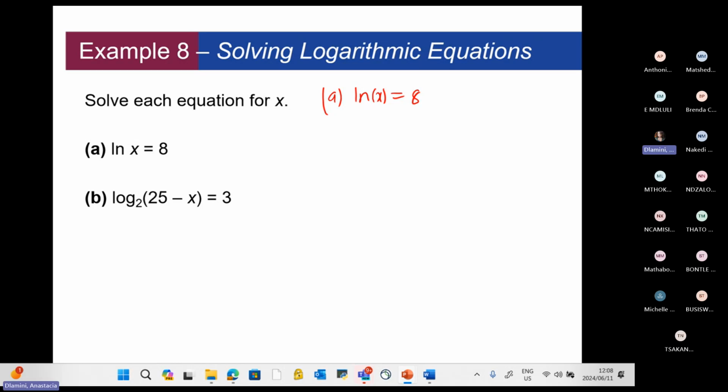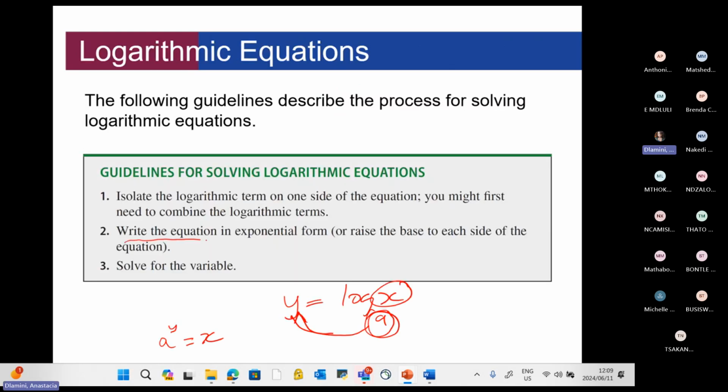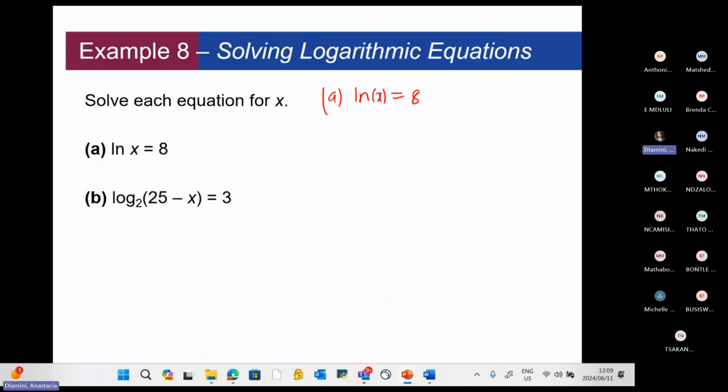Guys, I need your help. Ma'am, I think it's going to be e raised to the power of 8 is equal to x. Why are you saying that? I don't want you to use the property that says e to the power of ln of x is equal to x. I want you to use the property where you write the equation in an exponential form. How are you going to do that?